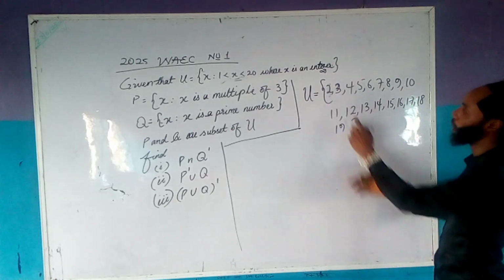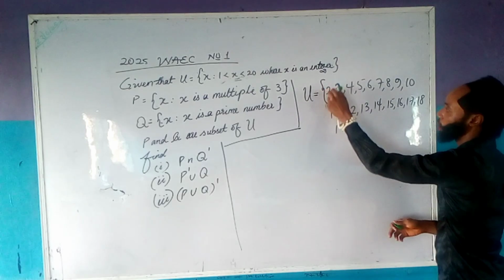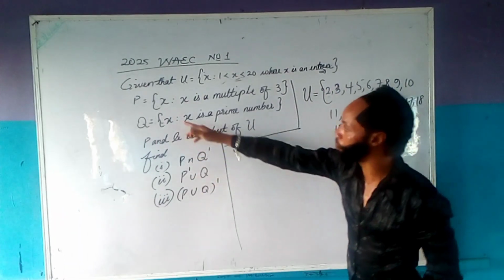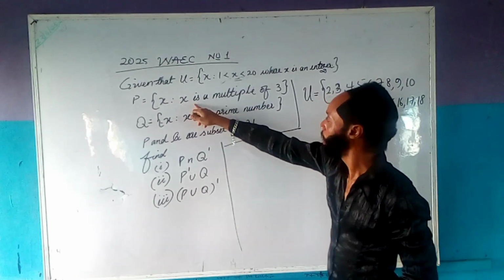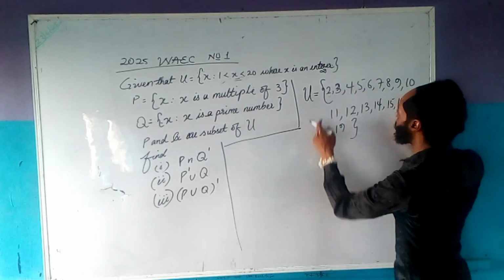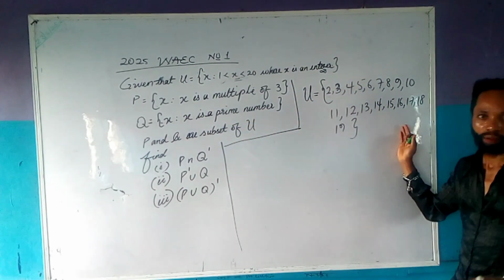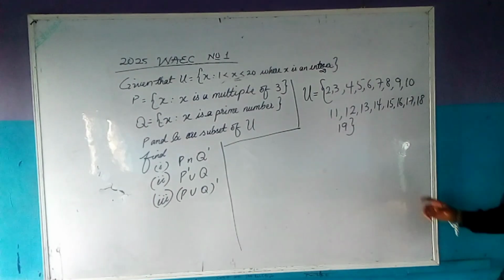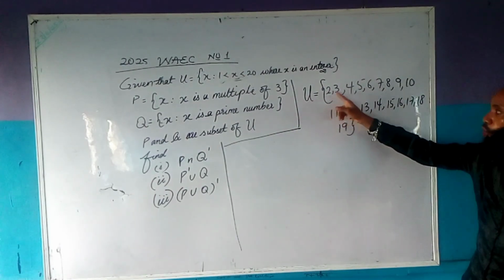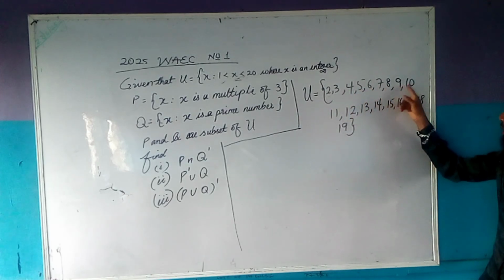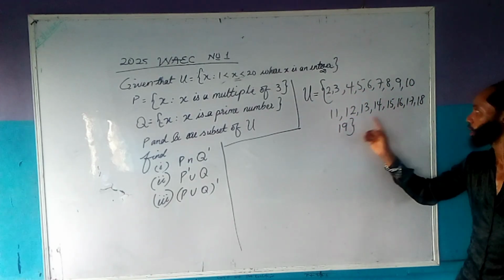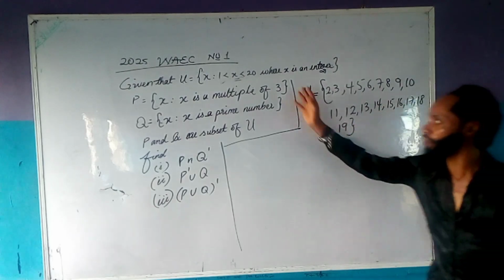So this is going to be our what? Our U. Our U will be this. Now, if we come to our P, we say P is such that X is a multiple of 3. Alright, so we have our U. Our U is 2, 3, 4, 5, 6, 7, 8, 9, 10, 11, 12, 13, 14, 15, 16, 17, 18, 19. So that's our U, given this entry.